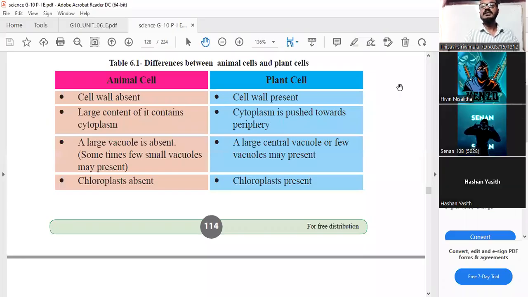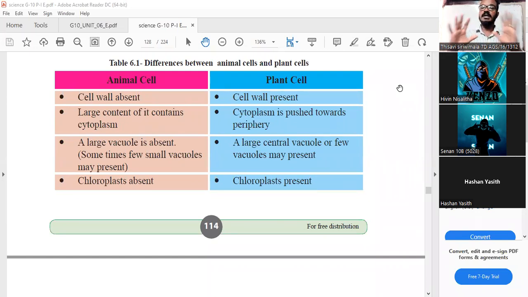Okay, to start with, animal cell: cell wall absent, large content of cytoplasm, a large vacuole is absent, chloroplast absent. So the plant cell will contain more organelles when compared with the animal cell. Cell wall present, cytoplasm is pushed towards the periphery, right? A large central vacuole or a few vacuoles may be present, chloroplast present.